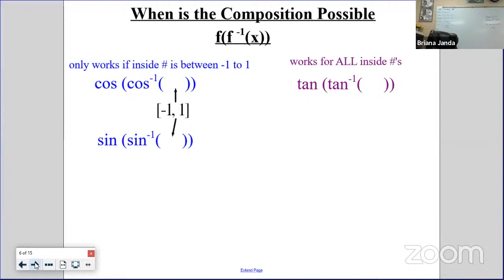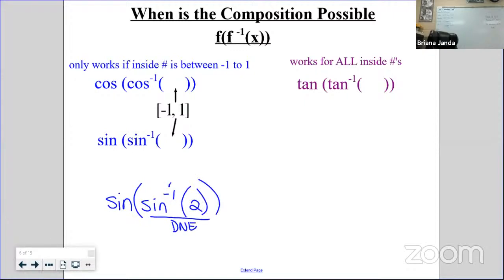Remember, to do this, you can only do a composite with the inverse on the inside if the number in there is within the domain, and the domain is -1 to 1. So for example, if I asked you to do the sine of the inverse sine of 2, well, 2 is not in that domain. This does not exist, right? It's all because of the inverse and the fact that it has to be between -1 and 1.